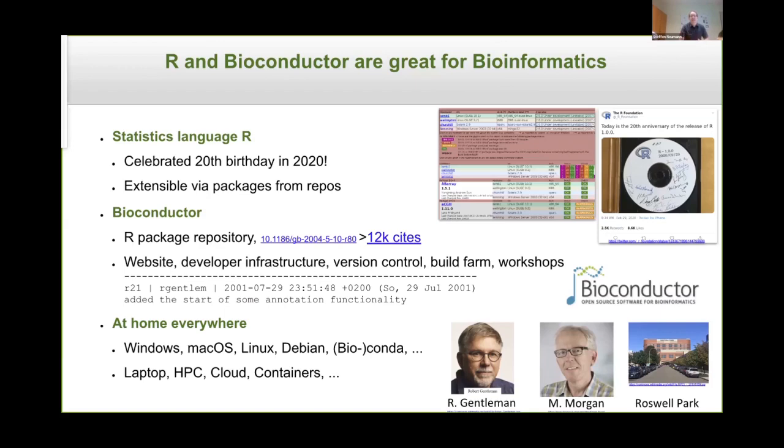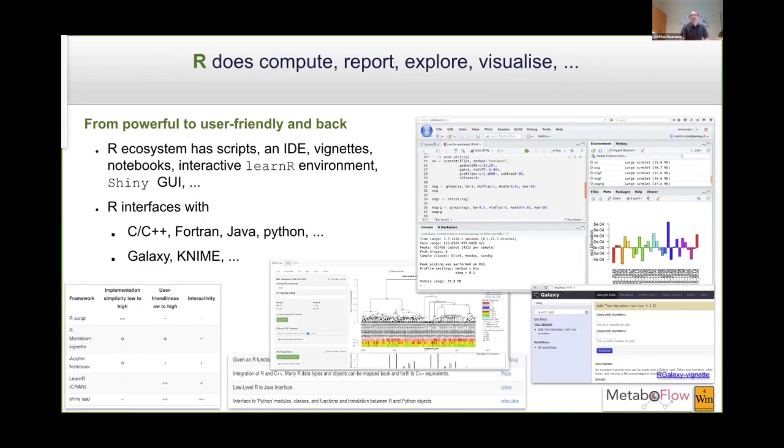And together, the R and Bioconductor world is really at home everywhere. It doesn't really matter what type of operating system you are on. The Bioconda packaging system also has a very nice way to install the software, independent of which operating system you're on. And then it really scales from your laptop to HPC clusters to the cloud, and can be packaged in containers and so on. So it really has, let's say, a batteries-included ecosystem.